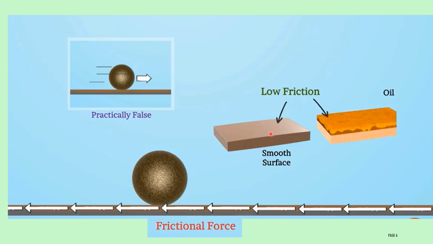If the surface is smooth or oily, the frictional force is less, because on a smooth or oily surface the body can move smoothly. Even though friction is there, the body will move smoothly, but the frictional force is very small if the surface is smooth or oily.